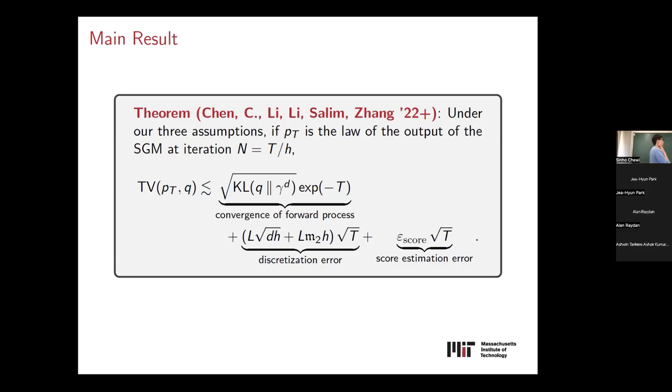And this is our main result. The total variation error between the law of the score-based generative model and our data distribution can be decomposed into these three terms. The first term is the convergence of the forward process, and this goes down exponentially fast because the forward process is converging very fast. You have the discretization error, which goes down as you choose the step size h to be small. And then the third term has this epsilon score, so this is measuring how well you learn the score function. But the error bound decomposes very cleanly into these three terms.